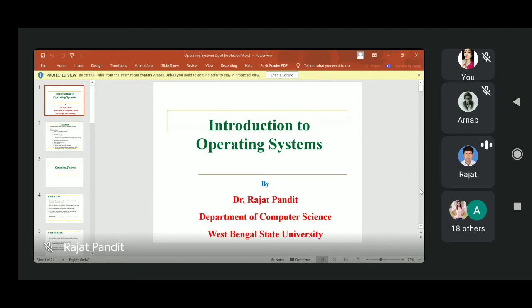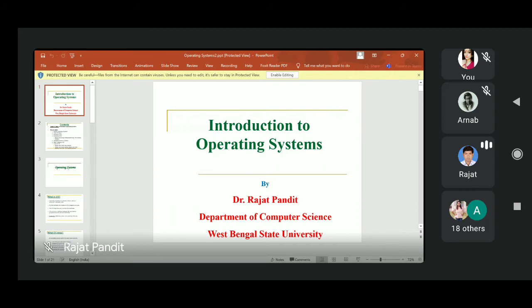But if you consider industries and so on, then you will see that they basically pay for the Linux operating system. So what are the differences between the Linux operating system, Windows operating system, and so on? There are mainly three types of operating system: single user single tasking, single user multitasking, and multi user multitasking. Based on tasks and users, we can categorize operating systems into different types.